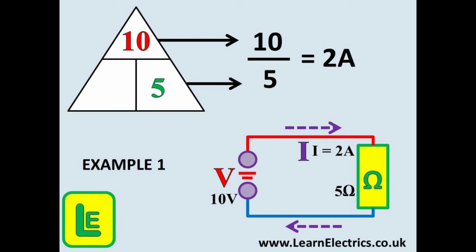Now, let us put the 10 and 5 into the triangle, and the rest is easy now. Look at the positions of the two numbers. Move the two numbers outside the triangle, and what do we have? A 10 on top of a 5. This is a division calculation. 10 divided by 5 gives us 2, and this is our answer, 2 amps. We did not need to remember any formulas, we just looked at where things were on the triangle.